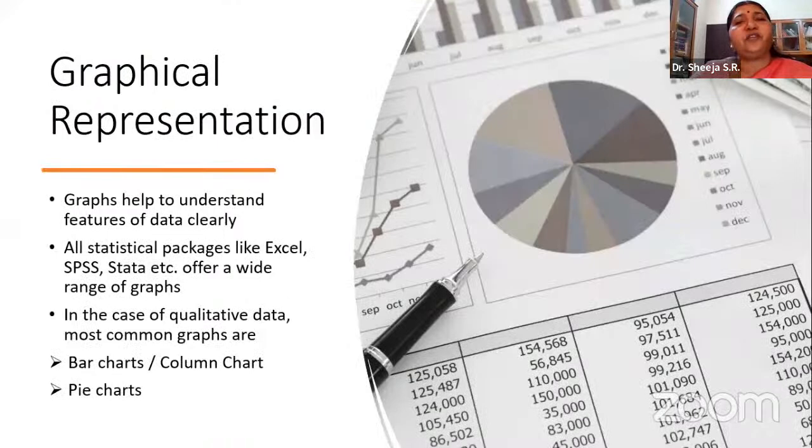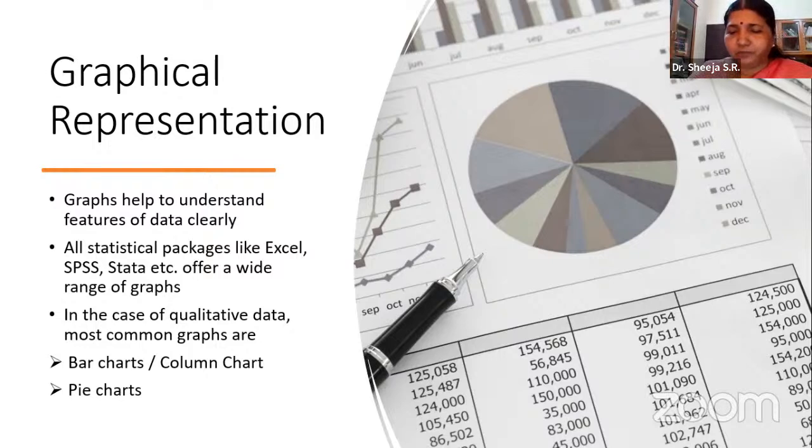Then we have graphical presentation also. As you all know, graphs help us to understand the features of the data in a very clear way. And you know that all statistical packages like Excel, SPSS, Stata, all these offer a wide range of graphs. And in the case of graphical presentation, the most commonly used graphs are bar charts and pie charts. In certain textbooks or certain situations, we distinguish between bar chart and column chart.